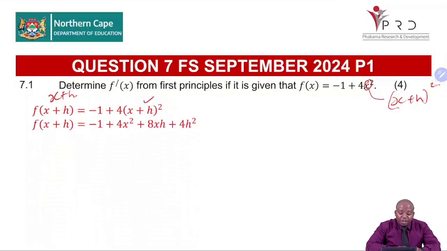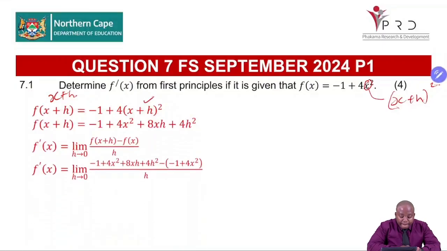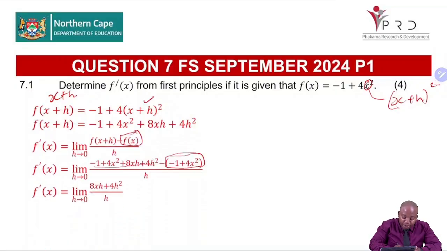Then as we proceed, we are going to now work with our limit in this case, and we're going to now subtract our f at x at the top. So we have f at x plus h. We are subtracting the f at x right here. Then as we do that, we are going to remain with 8xh plus 4h squared. But before we do that, let me just continue with this a bit.